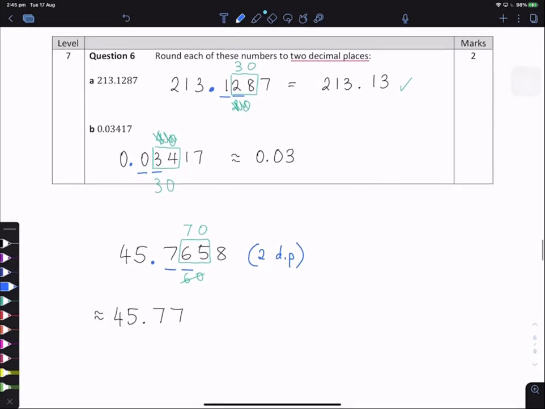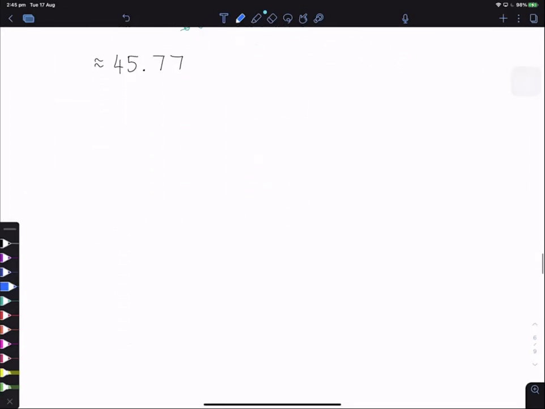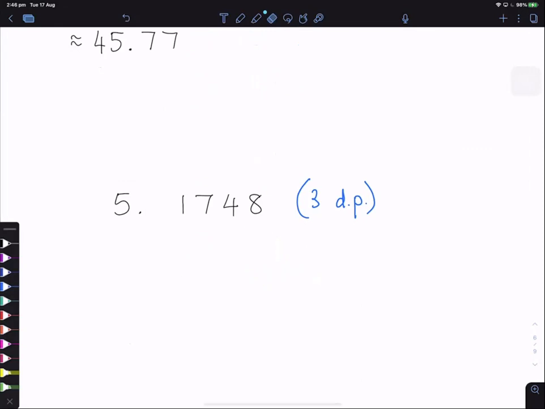Okay. Can I give you one that rounds to 3 decimal places? I'm sorry, it's time now, but I'm just going to give you a question here. 5.1748, and I want you to round this to 3 decimal places. This will be your last question. When you answer this, you can leave. Type your answer in the chat. When I check you off and say you're correct, then you can leave.